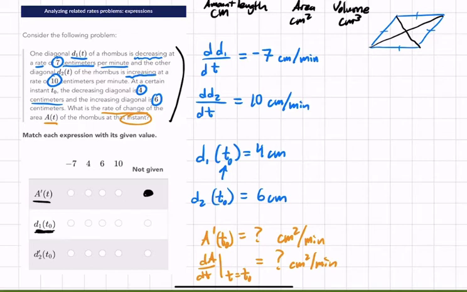This next one says d sub 1 of t naught. That is the rate at that, I'm sorry, not the rate. We have it right here. That is the length at that moment. So we bubble in 4. And then this one says d prime sub 2. That's the same as this guy right here. That would be your d prime sub 2. So that's going to be 10. And there you have it. That would be it. That's your answer.